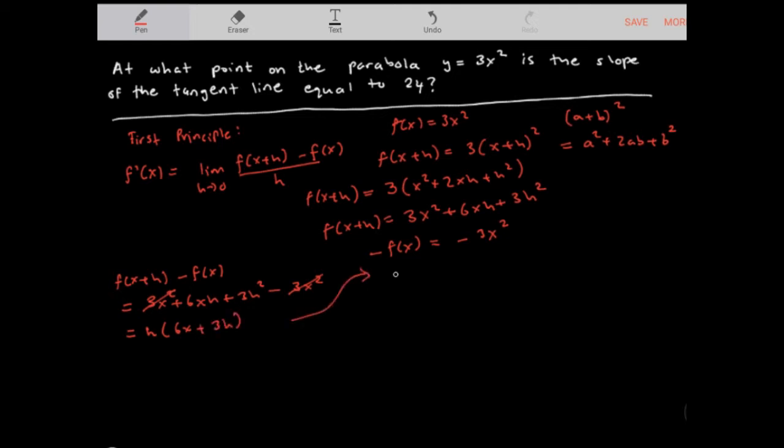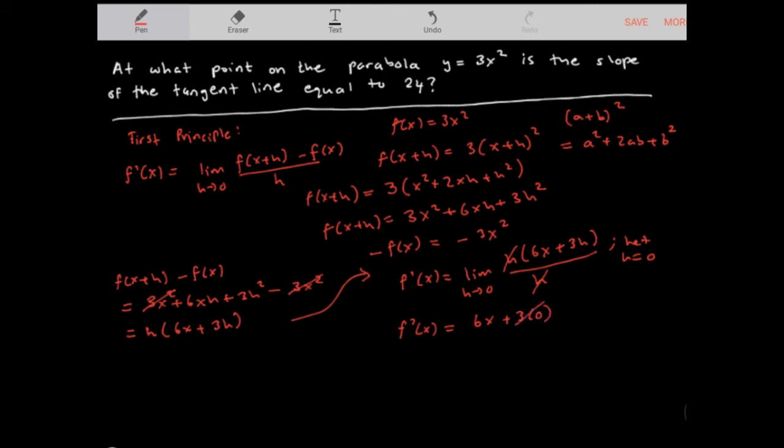Now I'm going to go back to my limit. F prime of x is equal to the limit as h approaches 0, and then I'm going to plug this back in. So you get h times 6x plus 3h over h, and now the restriction is gone because we can cancel out the common factor h. Once we do that, we can let h finally approach 0 because there is no restriction. So f prime of x here is equal to 6x plus, when h becomes 0, this cancels out, and you just get 6x. So we know that the slope of the tangent, the derivative function f prime of x, is equal to 6x.